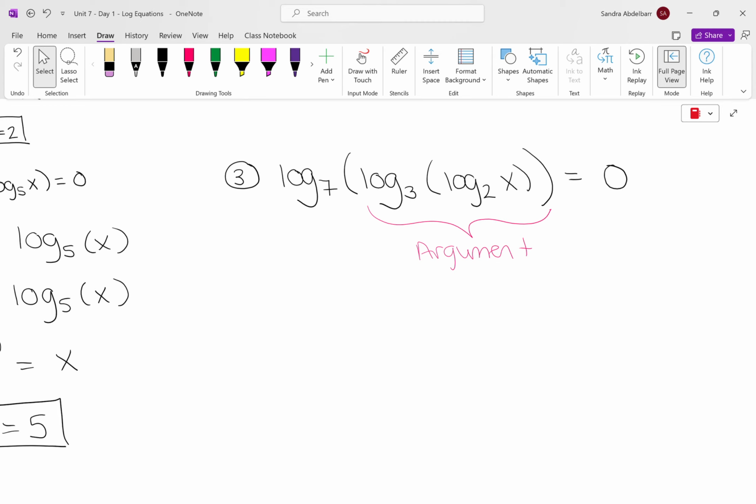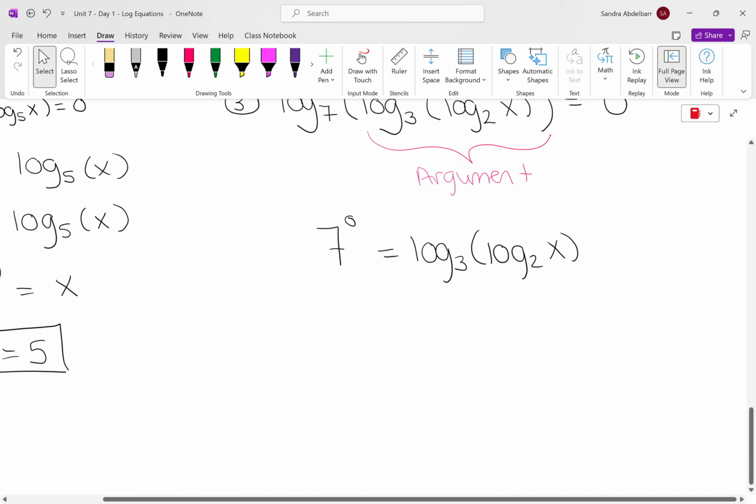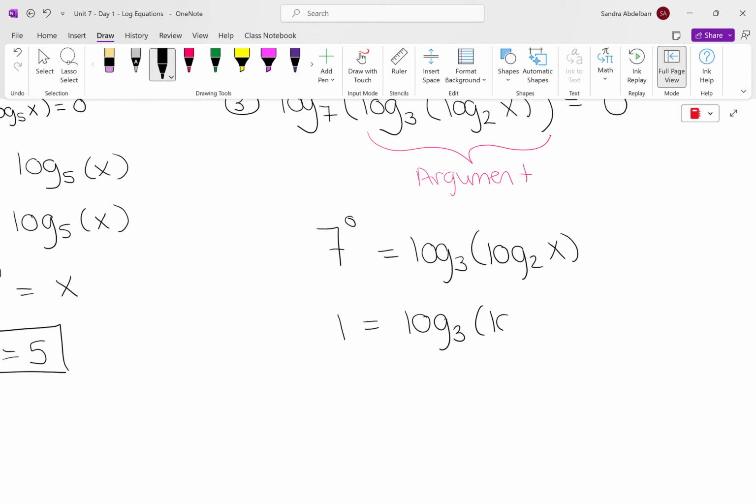Do they have the same base? No. Since they do not have the same base, do I even try condensing it down to 1 log? No, never when they have different bases. So now my only choice is to keep changing it into what? Exponential and trying to solve. So to start, what's my first base going to be? 7. What's the exponent? 0. Good. And what's that going to equal on the other side? The whole entire argument, which is log base 3 of log base 2 of x.